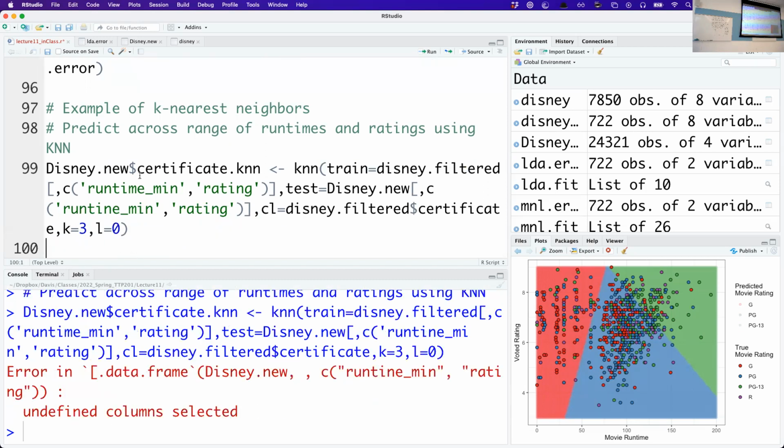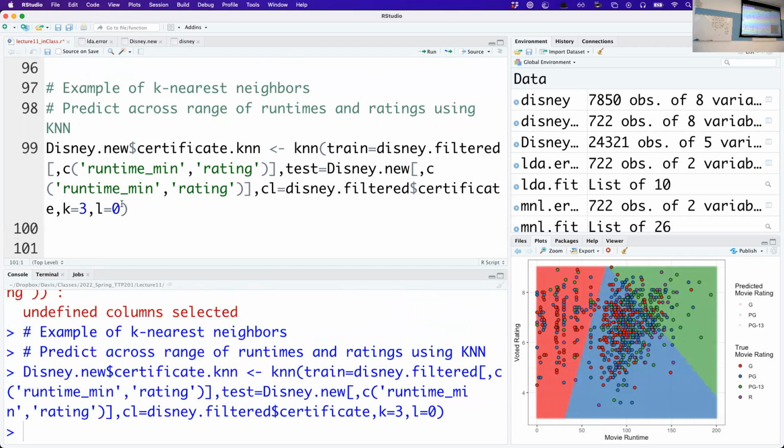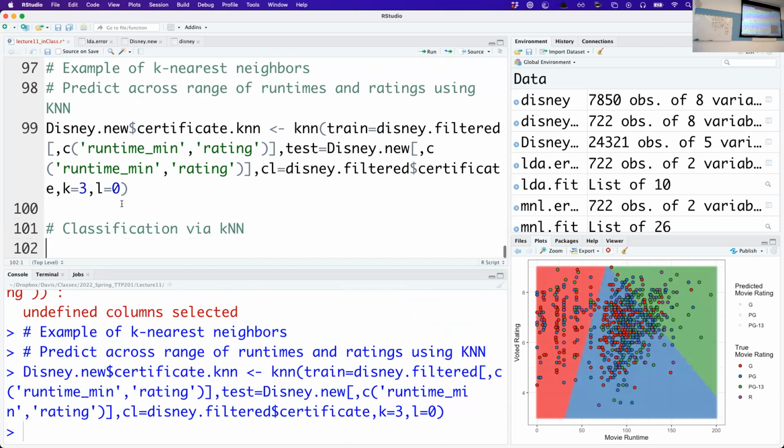Yeah, okay, what happened here? Oh, thank you. I love getting errors when I'm doing it live.